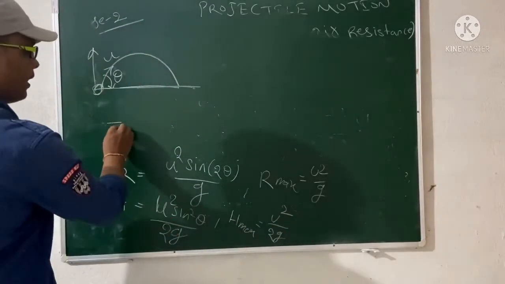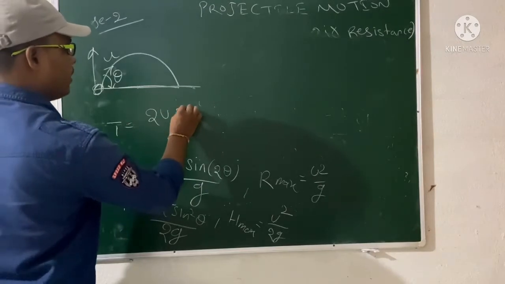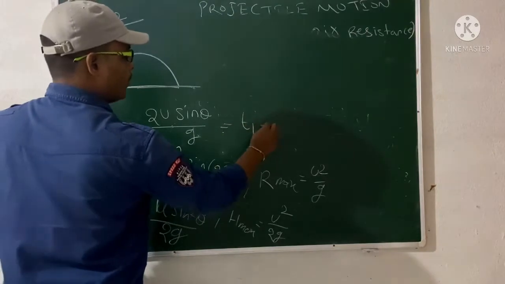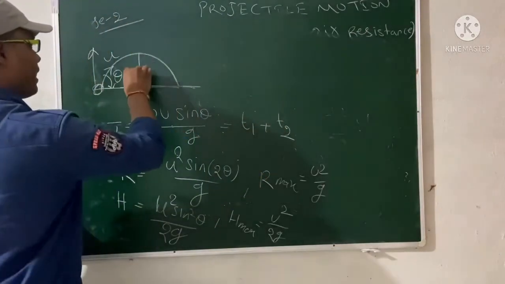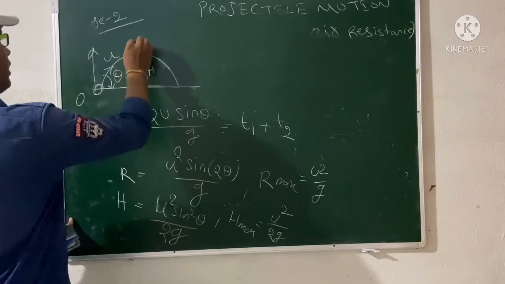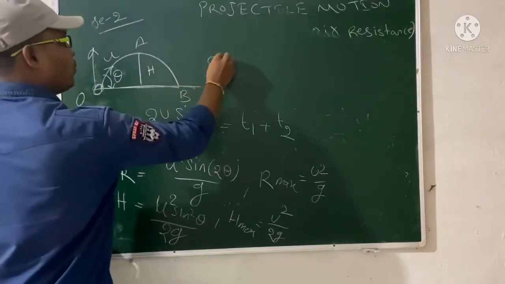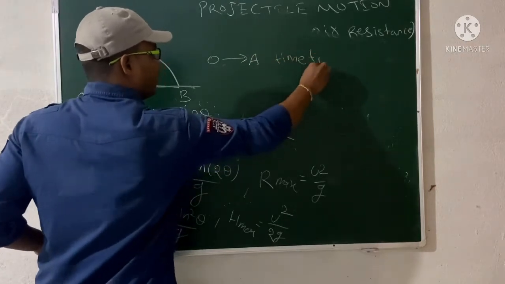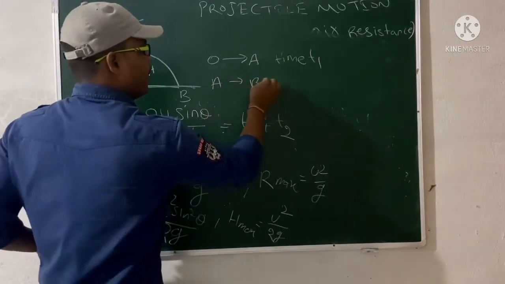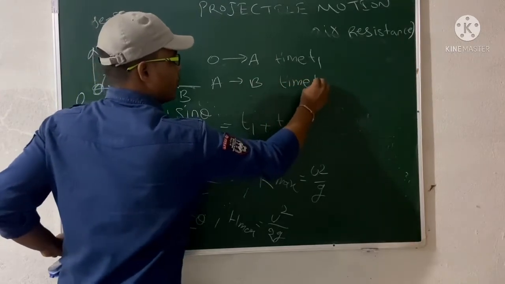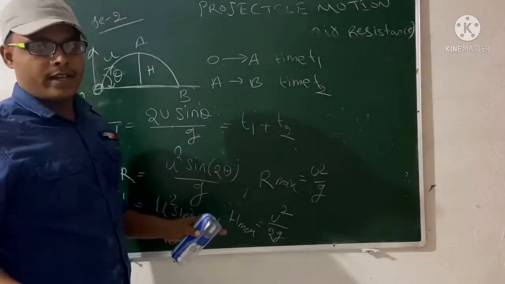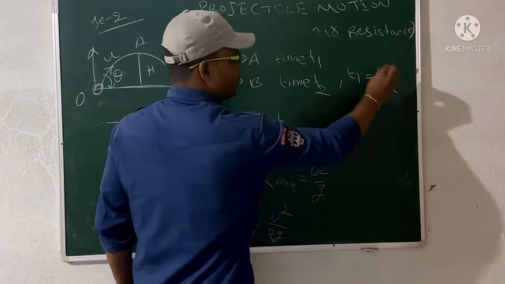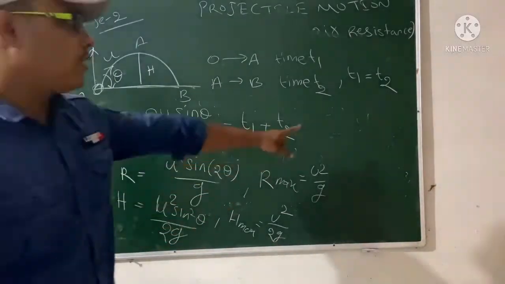And the total time of flight we have taken, that is 2u sin theta divided by g. So what is the total time of flight? This is nothing but t1 plus t2. So this is the maximum height, and this is the O point and A point, then B point. To move from O to A, the time taken was t1, and from A to B, the time taken is t2. And physics says if there is no air resistance, then t1 equals t2, right?